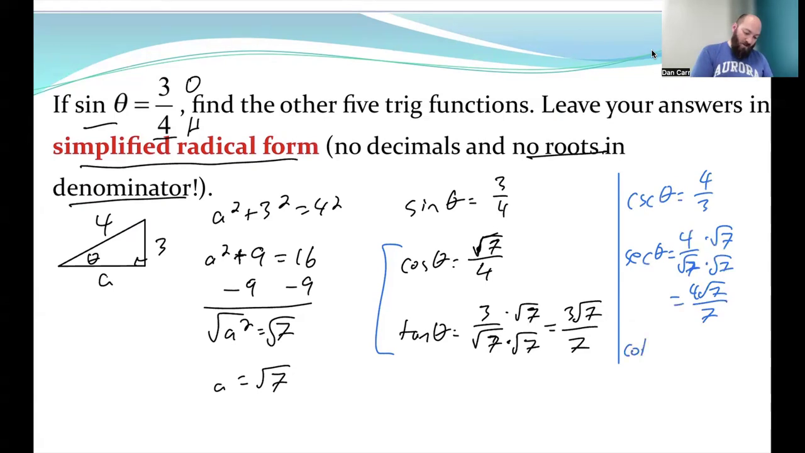And finally, cotangent. Now, I'm not going to take a reciprocal of this one because then I have to rationalize again. Let me go back to the original version. So that's going to be root 7 over 3. Okay, it's a little bit crowded. Let me spread this out just a tad here. There we go.